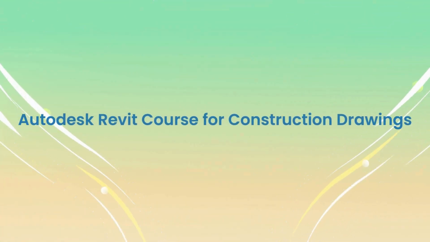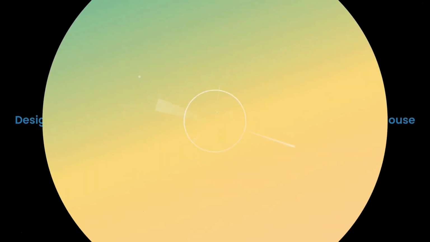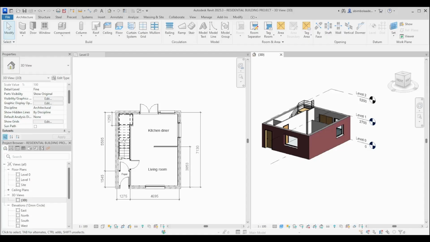Welcome to our space. Today, in the Autodesk Revit course for construction drawings, you're going to learn how to design ground floor and first floor slabs for a two-story detached house. We're going to create the ground floor slab of the building, and once we're done with that, we also create the first floor slab. We start with the ground floor.